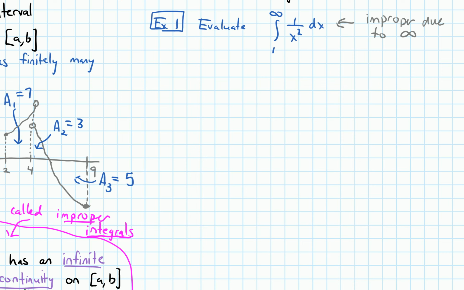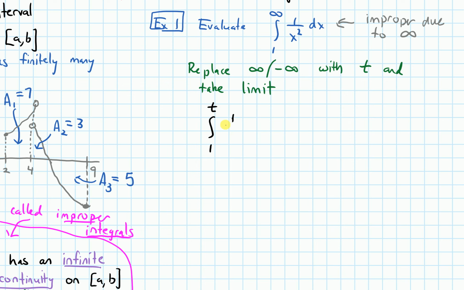What we do in this situation is replace the infinity, or negative infinity if there had been a negative infinity, with the variable t, and take a limit, as we saw in the definitions above. In this case, I have a 1 at the bottom, and I'm going to replace the infinity with a t.